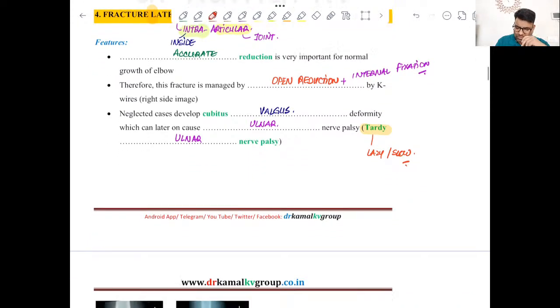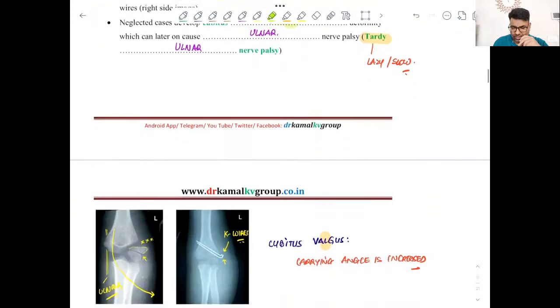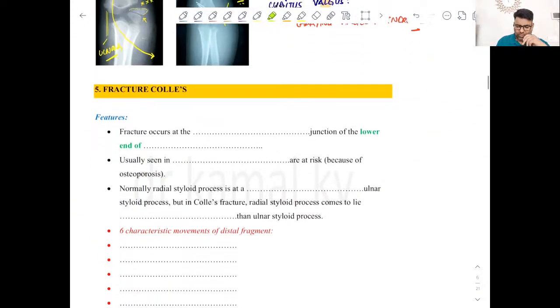And again, my special request is, please remember the word valgus here, because this is always and always a key component in the questions, right? Then we come to fracture Colles.